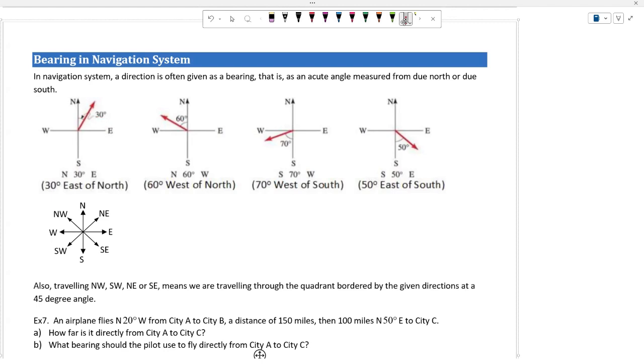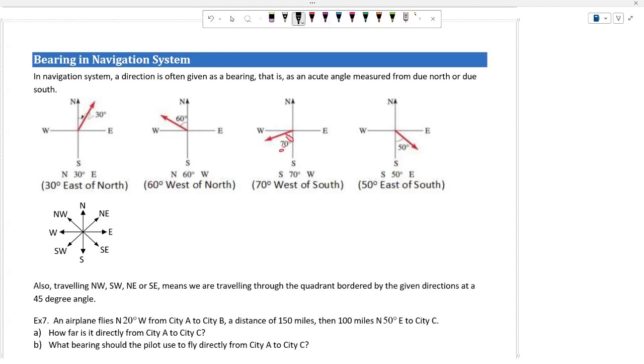Again, if the direction is 60 degrees between the direction and the north, and this is between north and west, it will be north 60 degrees west. In this case right here, we measure the angle from due south as 70 degrees. It will be south 70 degrees west. And of course, this one will be south 50 degrees east.